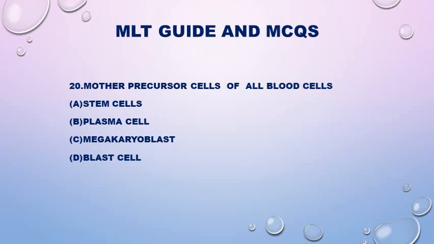20. Mother precursor cells of all blood cells. Options A. Stem cells, B. Plasma cells, C. Megakaryoblast, D. Blast cell. The answer is A. Stem cells.